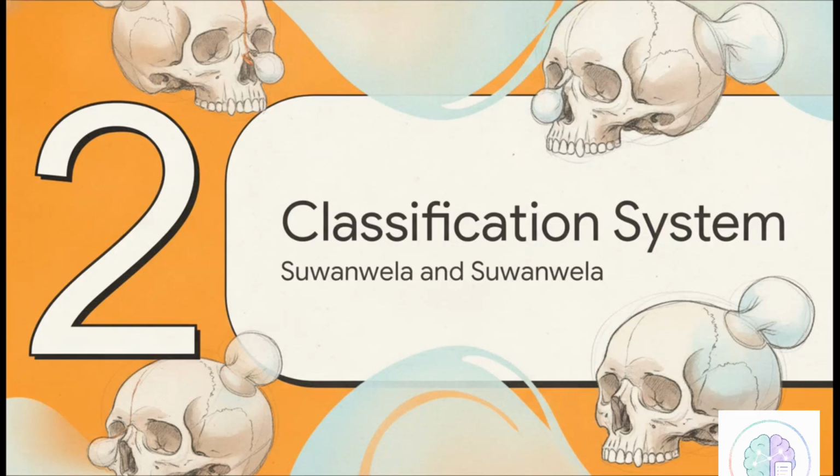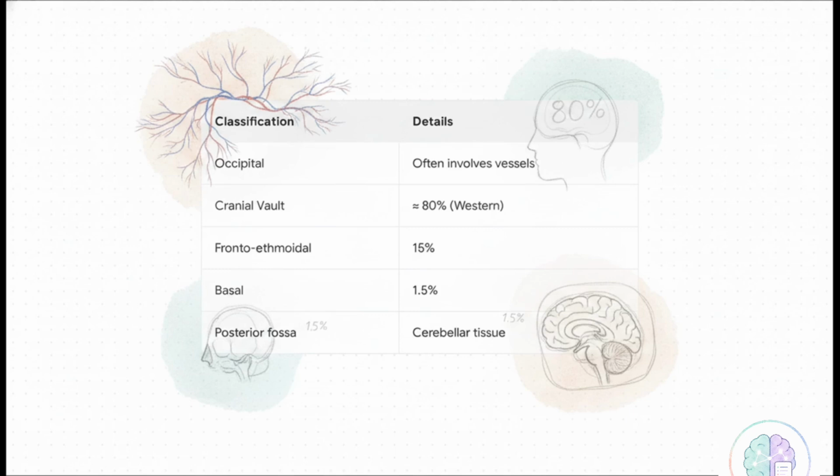Moving right along to Section 2, the classification system developed by Suwanwela and Suwanwela. This table gives us an awesome macro view of the 5 main locations and their relative frequencies before we slice into the specific subvariants. First, we have occipital, which frequently involves vascular structures. Second is the cranial vault, and that makes up about 80% of all cases in the Western Hemisphere. Third is frontoethmoidal, also called sincipital, representing 15% of cases. Fourth, we have the incredibly rare basal group at just 1.5%. And finally, posterior fossa encephaloceles, which usually contain cerebellar tissue and a ventricular component.